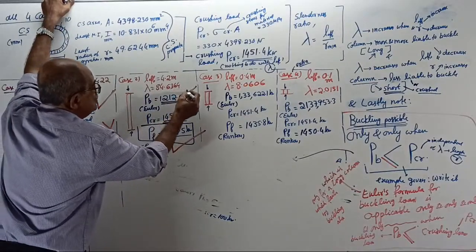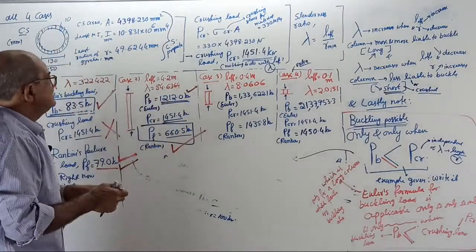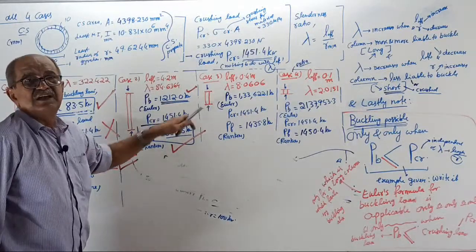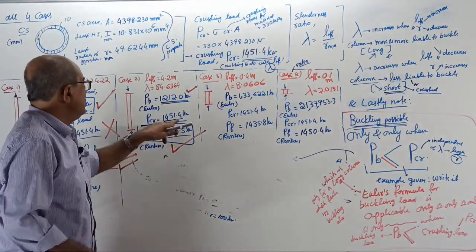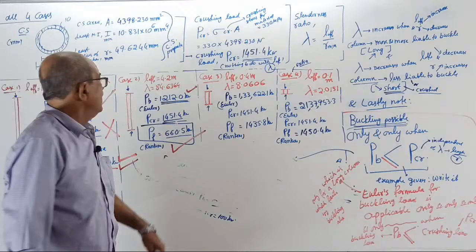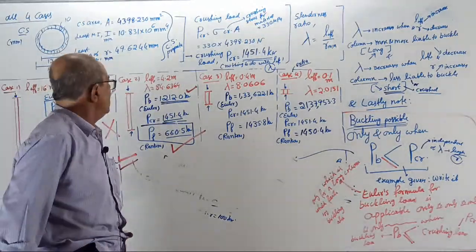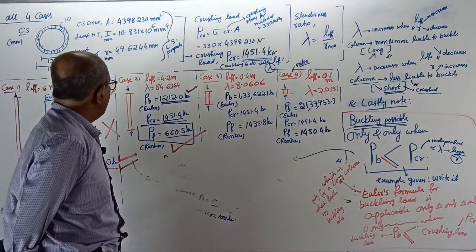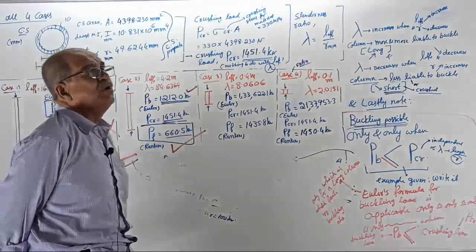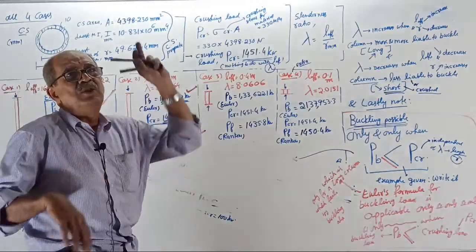Euler is not nonsense. You can tell why crushing will take place at 1451. Before that, it will buckle at 1212, which is where the doubt comes. 1212 buckles. What about the compression effect? That Euler will tell, I don't know. Then you go to Rankine.